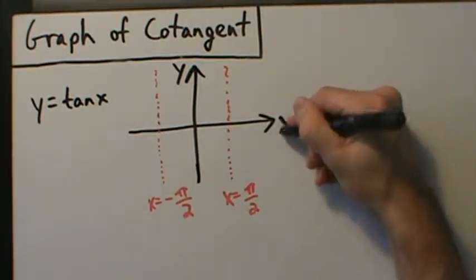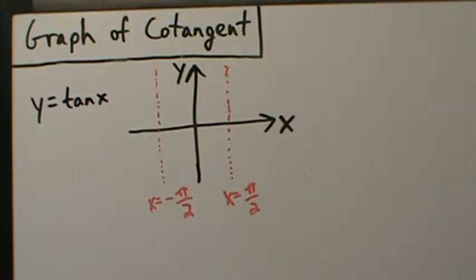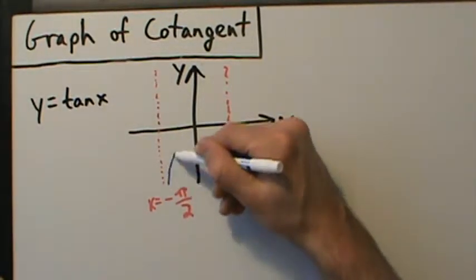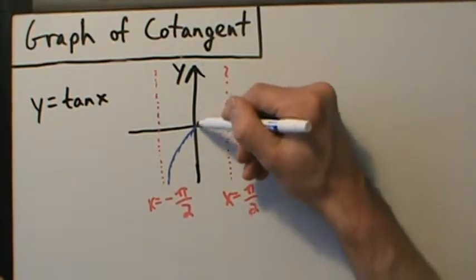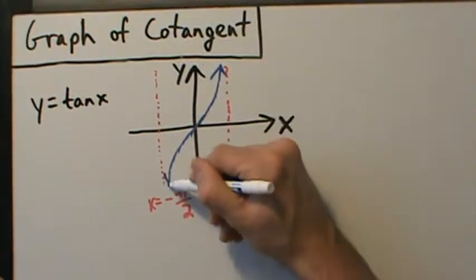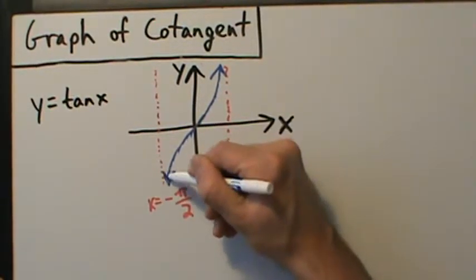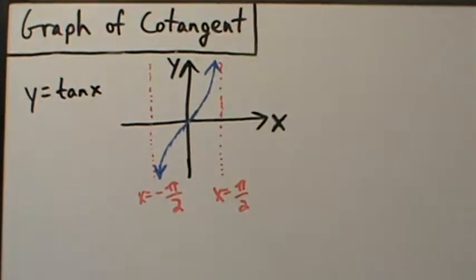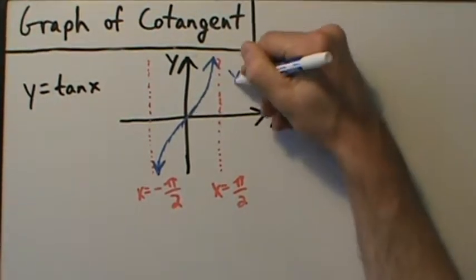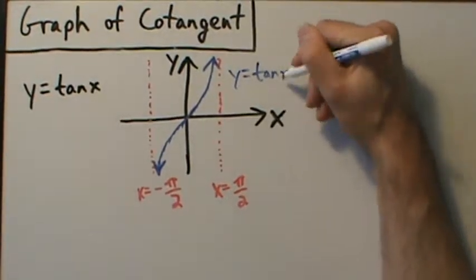So that's x right there. And then the graph had that shape, kind of like this. It's a pretty bad drawing, but it could be worse, I guess. It had that general shape right here, kind of like y equals x cubed, but not exactly like it. So this is y equals tangent of x.